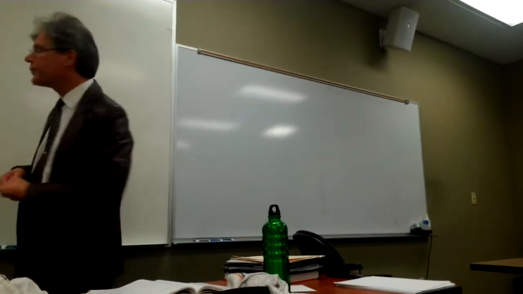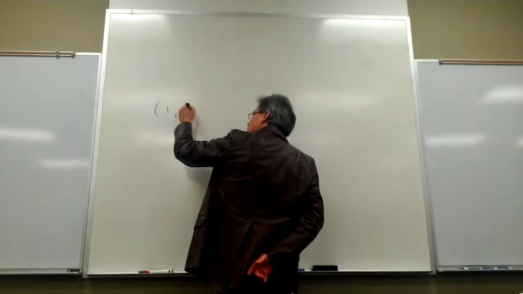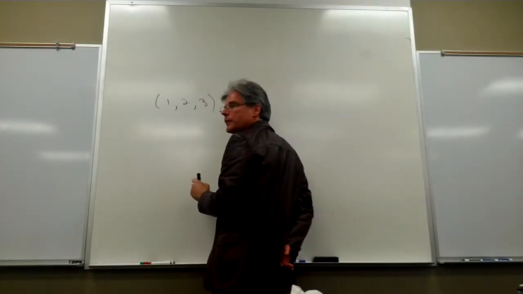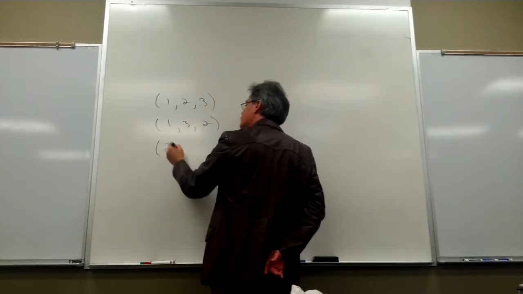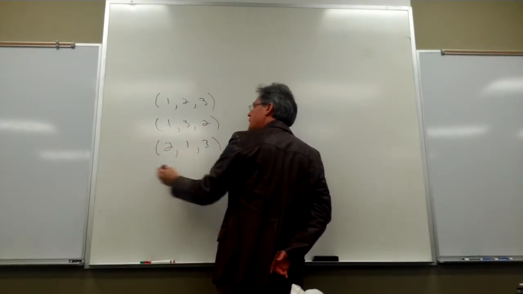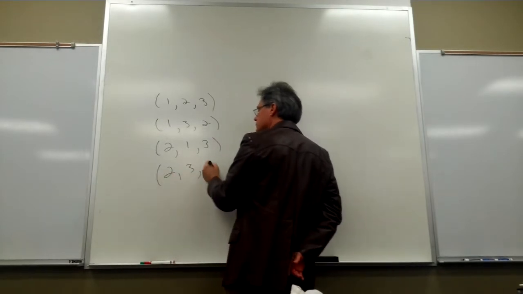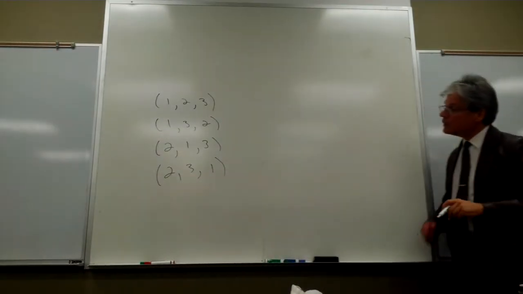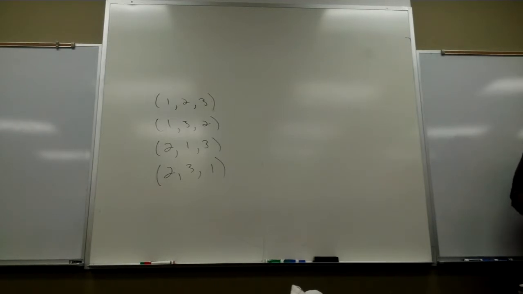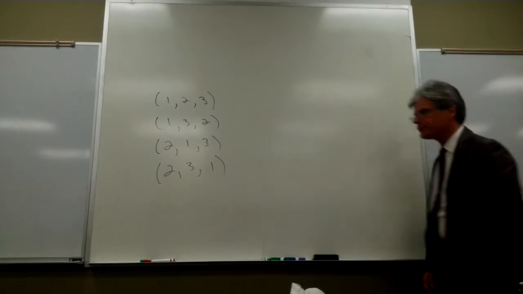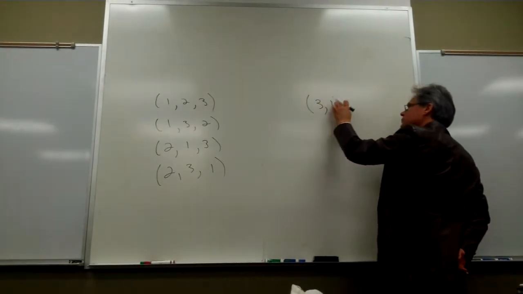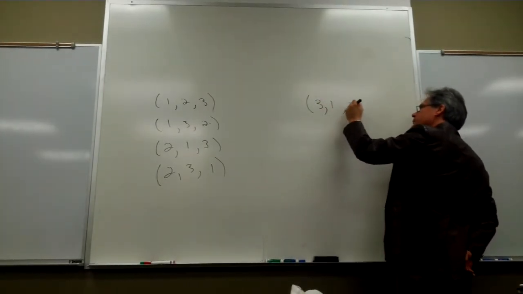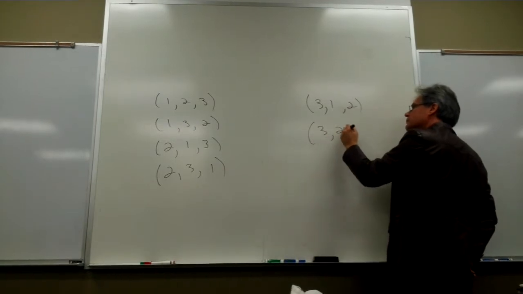Actually, let me restate that. When it comes to numbers 1, 2, and 3, I think here's one permutation of those numbers. I think another one might be 1, 3, 2. I think another might be 2, 1, 3. I think another might be 2, 3, 1. I think those are all the permutations. Oh, I misspoke, didn't I? My goodness. I forgot mine. 3, 1, 2. Jeepers, I can't even write it. And I forgot my 3, 2, 1.